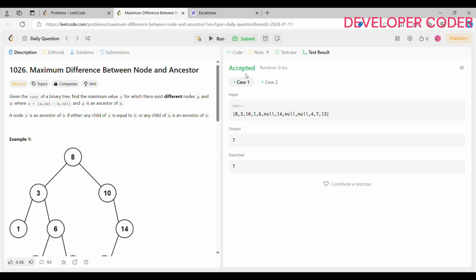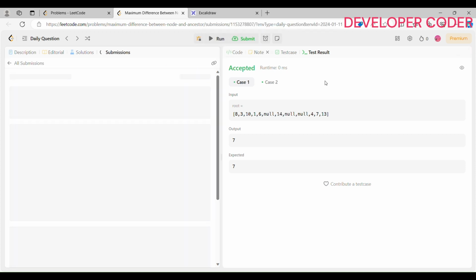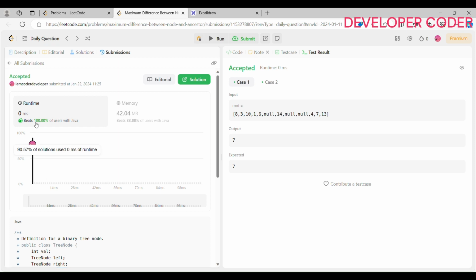So our solution is accepted. Now let me submit it. Awesome. So our solution beats 100% of users with Java.